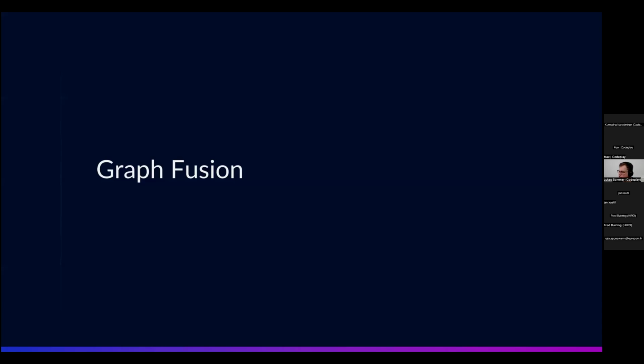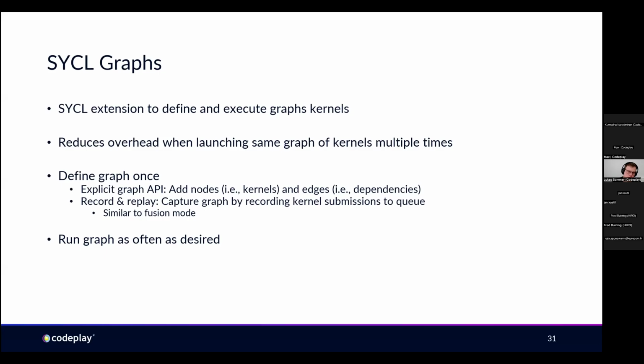And I want to talk a bit about the future, as I promised earlier, and that's graph fusion. Maybe as a bit of background, because I wasn't sure if you had heard about SYCL graphs before. SYCL graphs is an extension developed also by Intel and Codeplay together to define and execute graphs of kernels. The idea here is similar to what we discussed earlier in the motivation. You want to reduce the overhead if you launch the same graph of kernels multiple times. So you have a combination of, say, 4 or 5 kernels that depend on each other, and you launch them multiple times, for example because your application has some loop or there's a recurring pattern in your application.